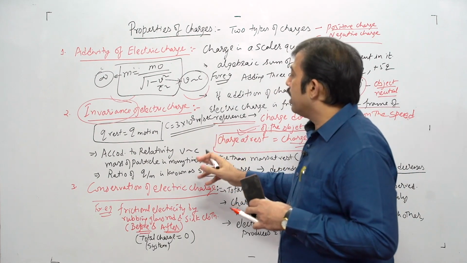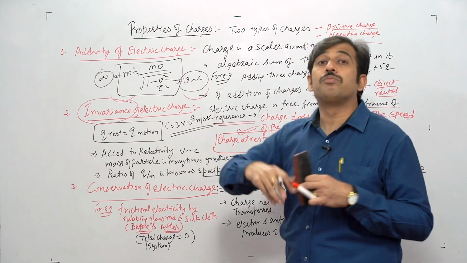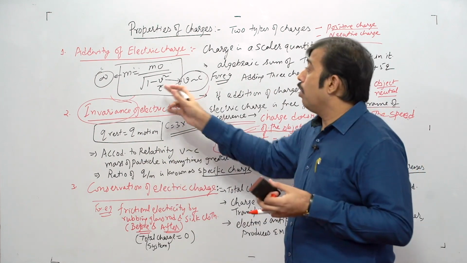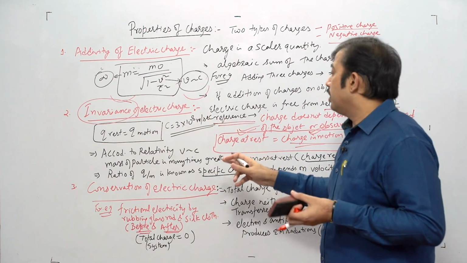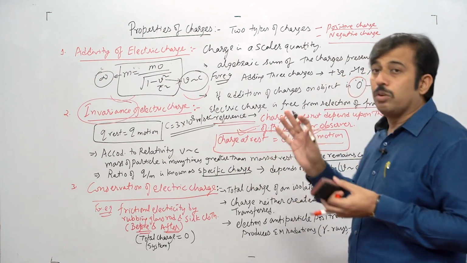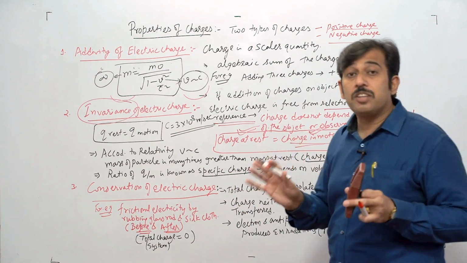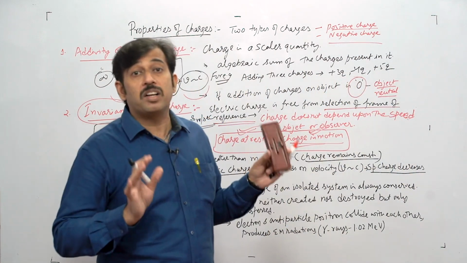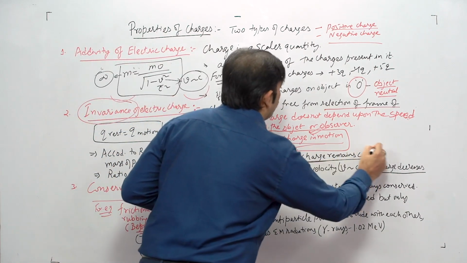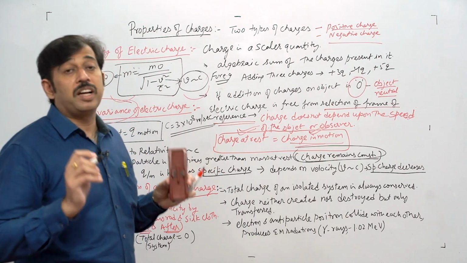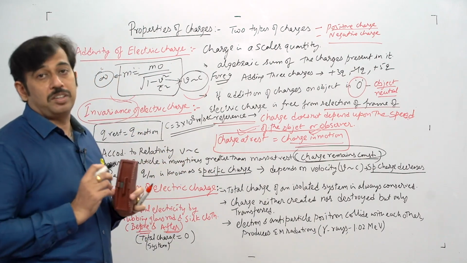What we are saying is, in the particular case of relativity, the mass of the particle becomes very high when the velocity approaches the velocity of light, v equals c. But in that condition, even though the mass is varying, the charge will not vary. The charge will remain the same, constant. That is one of the most important points coming under the heading invariance of electric charge.